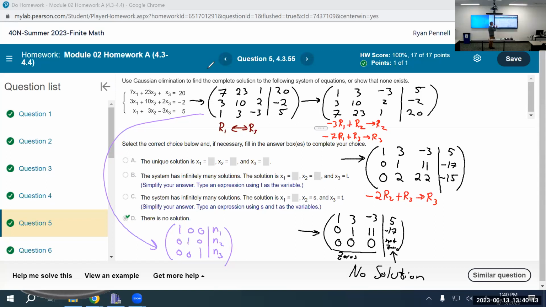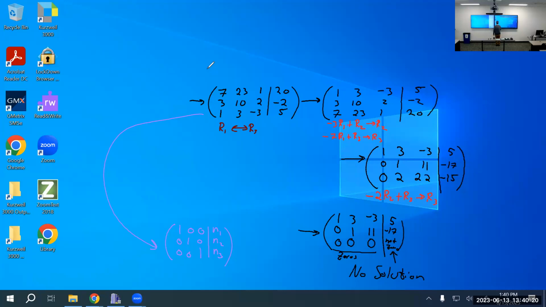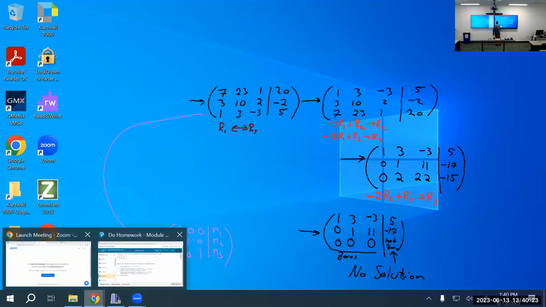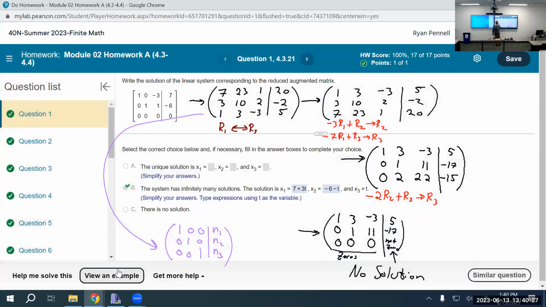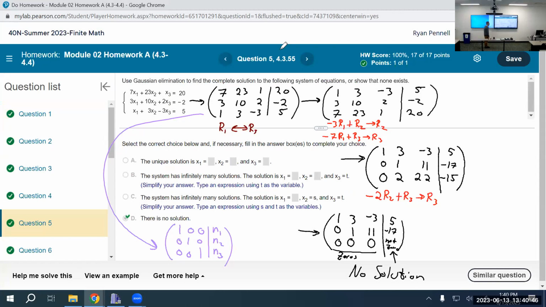But if the third line, we saw this in another question, maybe the first one, sorry. Maybe it was the first question. In the first question, the third row was all zeros. That's okay. 0 equals 0. 0 always equals 0. So there's infinitely many solutions. But there's no possible way that 0 equals any other number. So there's no solution to this.